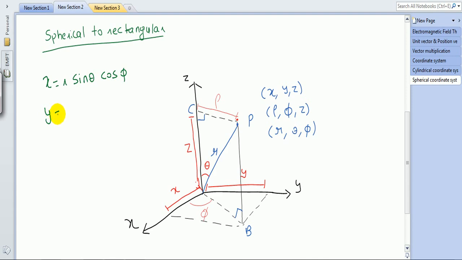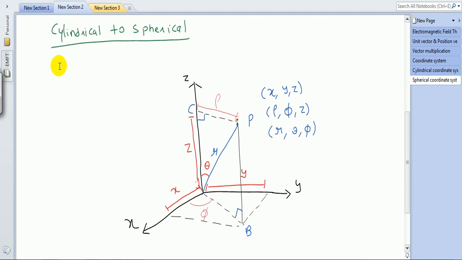Similarly, if I project this line OB on the y-axis, OB was r sine theta, so it will be r sine theta sine phi. So I can write y is equal to r sine theta sine phi. And if I project this r on the z-axis, this will be r cos theta, and this is z, so it can be written as z is equal to r cos theta. So this is how we can convert spherical to rectangular system.